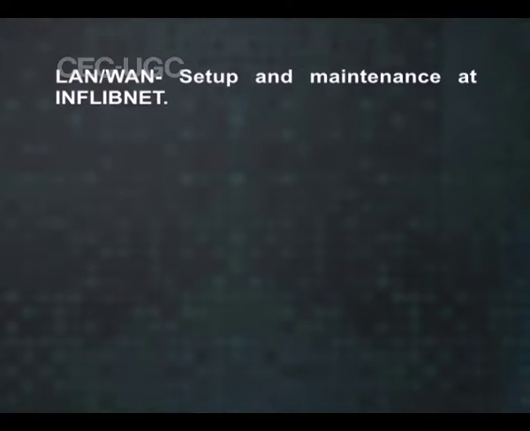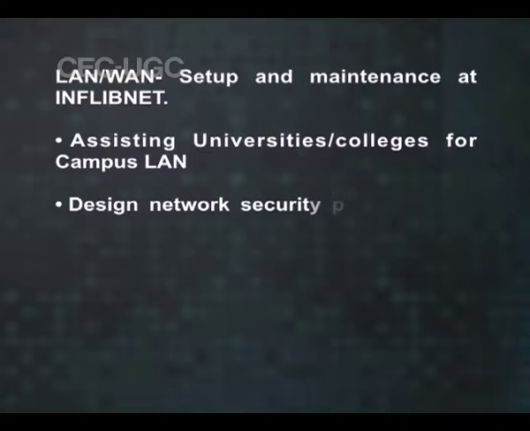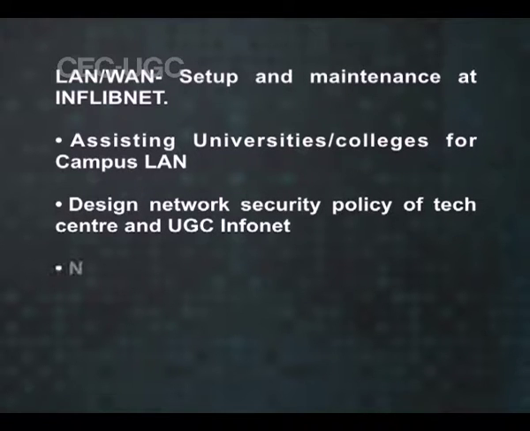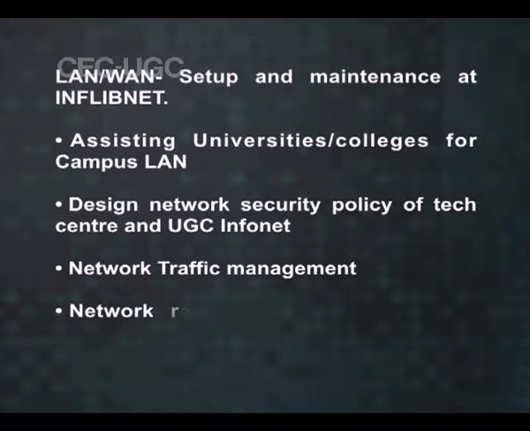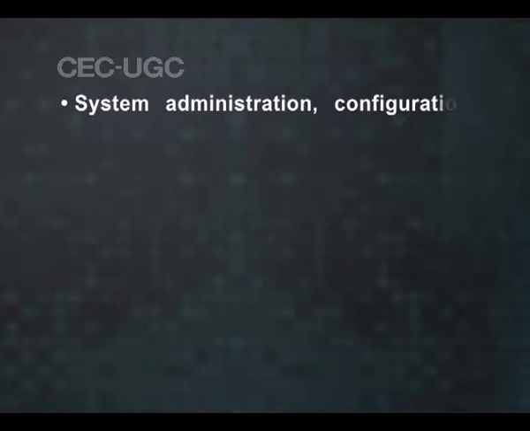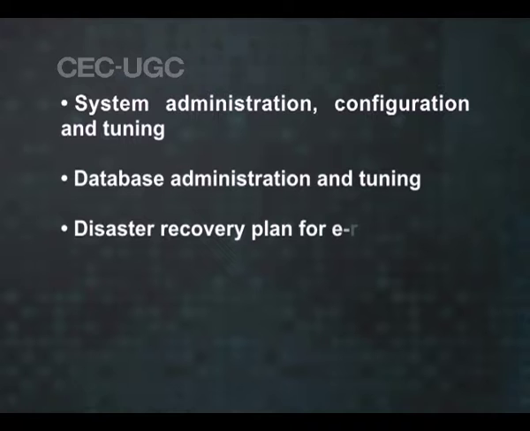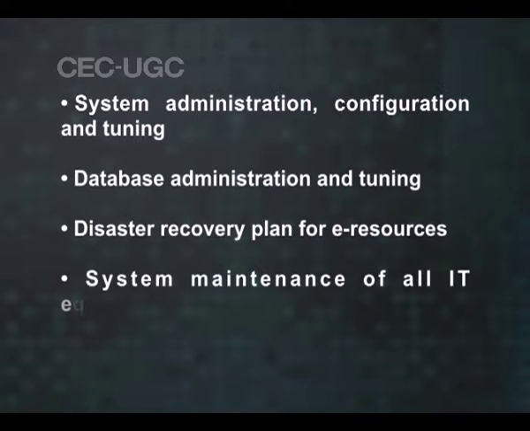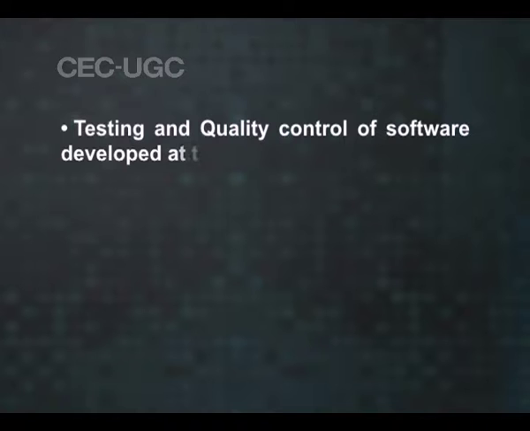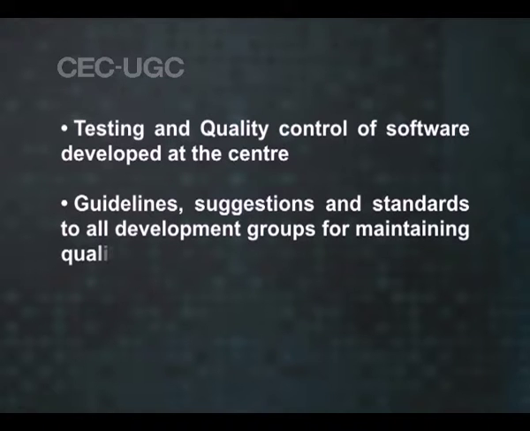Major activities: LAN or WAN setup and maintenance at INFLIBNET, assisting universities or colleges for campus LAN, designing network security policy of the Tech Center and UGC-Infonet, network traffic management, network resources allocation to the other groups, systems administration, configuration and tuning, database administration and tuning, disaster recovery plan for e-resources, system maintenance of all IT equipment at the center, testing and quality control of software developed at the center, and guidelines, suggestions and standards to all development groups for maintaining quality.